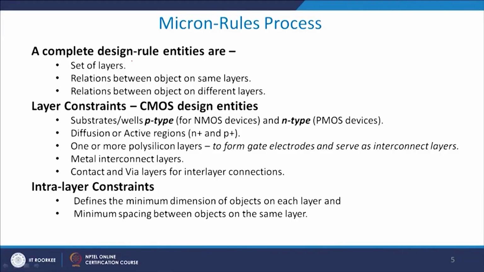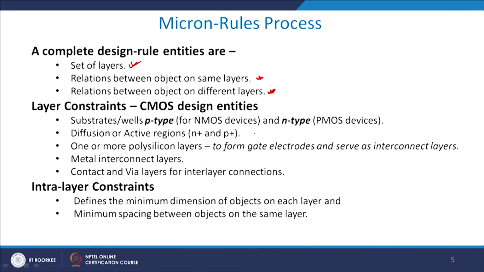Micron rule is a set of layers, as I discussed with you earlier. Your lambda based design rules are based on the fact that you have a minimum length of lambda, and typical line widths are 2 lambda. If you take 2 lambda as your dimension, and then take either even or odd multiples of 2 lambda, you automatically start getting the scaled design. So you can have 2 lambda, 3 lambda, 4 lambda, 5 lambda as a scaled design, and so on and so forth. In the micron based design rules, the complete design rule entities are a set of layers, the relationship between objects on the same layer, and the relationship between different layers.